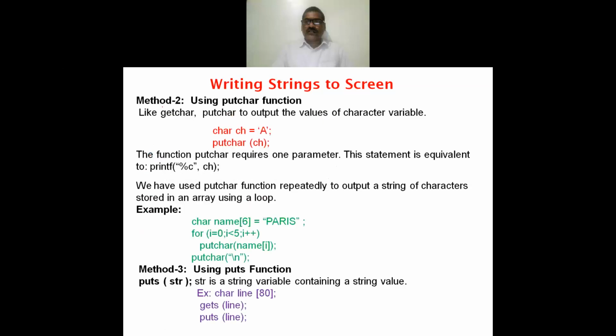Then coming to the second method, using the putchar method, which is the counterpart for getchar. Like getchar, putchar is used to output the value of a character variable. For example, char ch is equal to a.